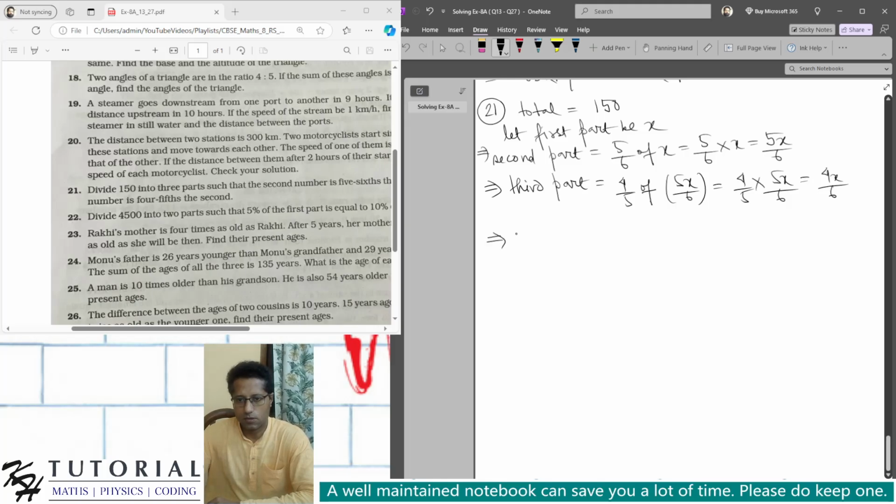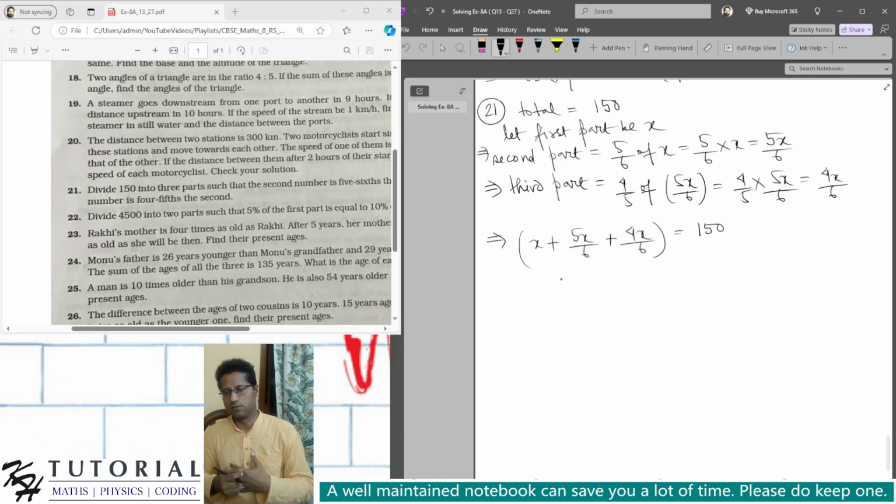Clearly, their total must be equal to 150. So we must have x plus 5x/6 plus 4x/6 is equal to 150. Now we have to solve this equation. It is a linear equation in the variable x. And what is x? x is the first part we have assumed. How do we solve this?